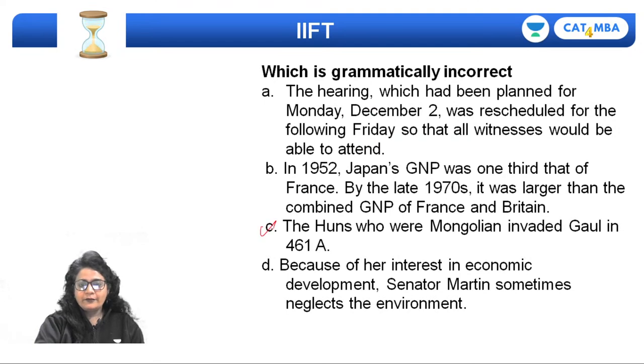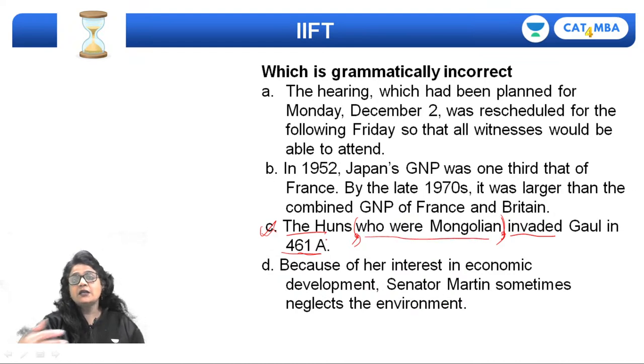Let me tell you why. The Huns invaded Gaul in 461 AD. Right? This is the complete sentence. Very good. Answer is C, because there has to be a set of commas dividing this part of the sentence from the main sentence. It is a non-essential clause, because it gives you extra information. If the information is deleted, it does not change the meaning of the sentence.